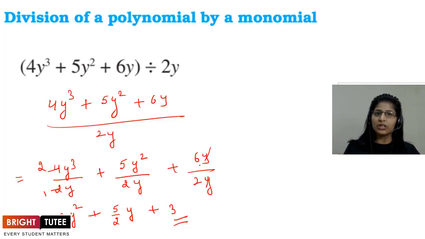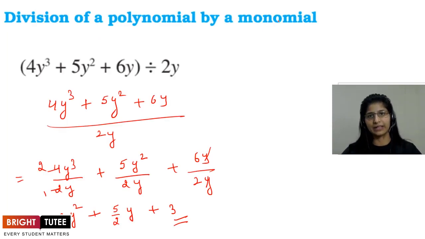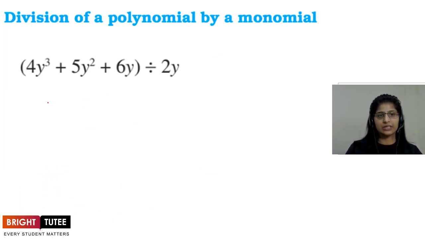So solving a polynomial by the monomial, this is the way. Just divide that particular monomial with each of the term in the polynomial. Right? Moving ahead. So let's solve this question and see this. So they're asking with both the methods. I have discussed one of the methods. So let me first teach you the second method. So what is the second method about? Just see. I'm erasing this one and we're going to discuss the second.